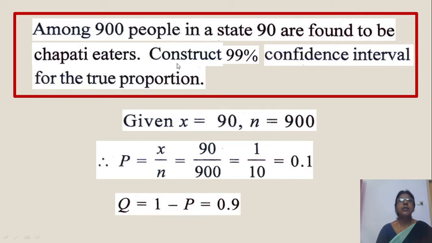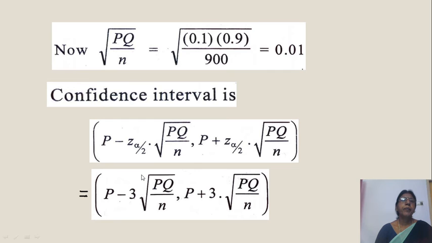Here we are going to find the confidence interval for the true population. For the intervals, we take in the formula capital P or small p as you wish. I am taking this as capital P. Either symbol can be used here because we are going to find the interval. So P is x by n, 0.1. You take Q is equal to 1 minus P. Now root of PQ by n is this.